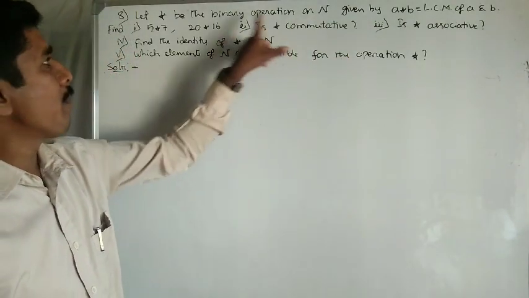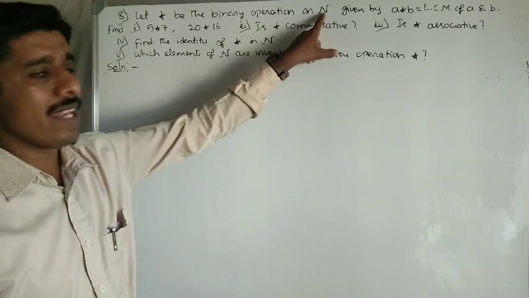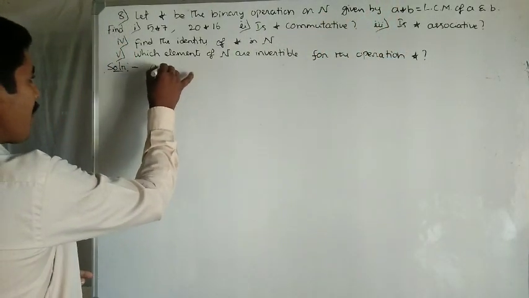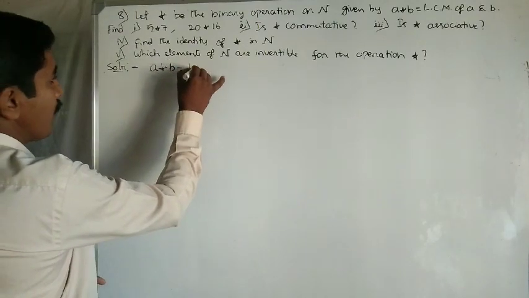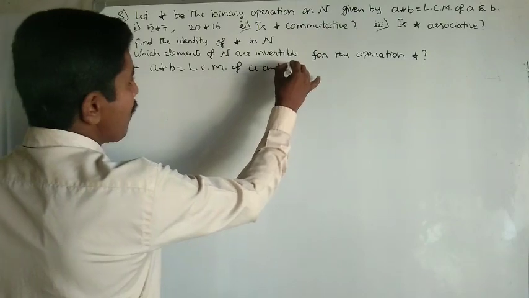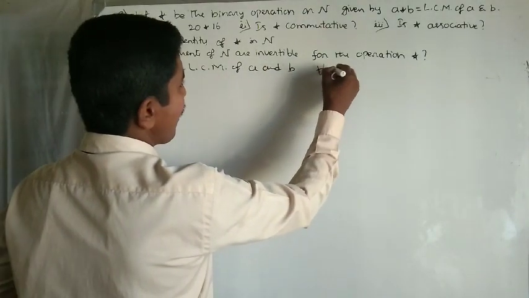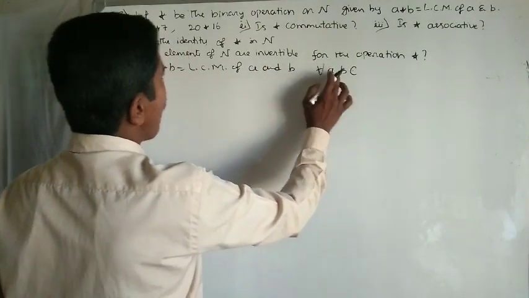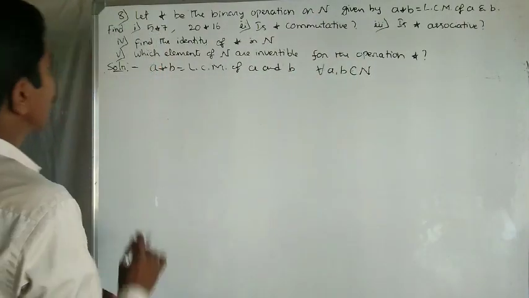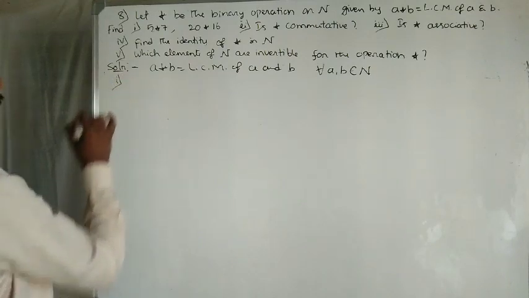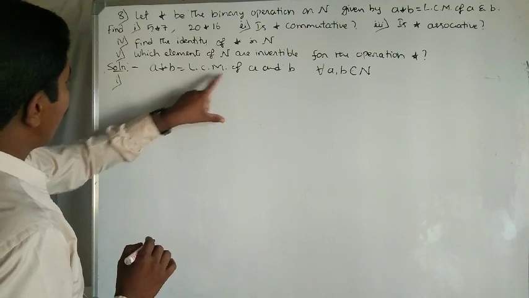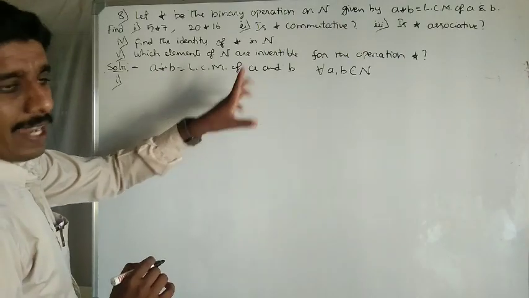Here, the binary operation star is defined on the set of all natural numbers. A star B equal to LCM of A and B for all A, B belongs to N, the set of all natural numbers.